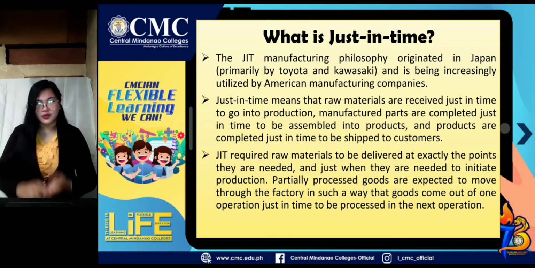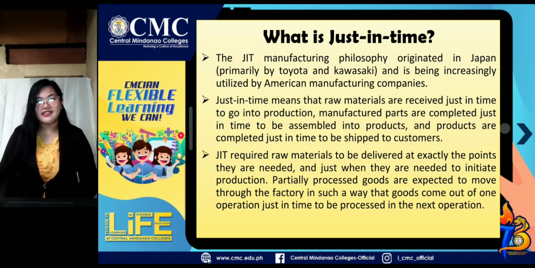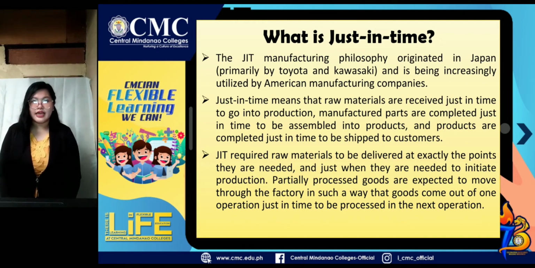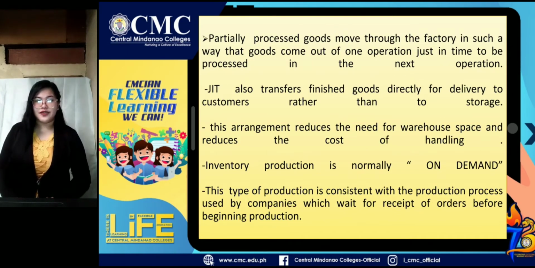Partially processed goods move through the factory in such a way that goods come out of one operation just in time to be processed in the next operation. JIT also transfers finished goods directly for delivery to customers rather than to storage. This arrangement reduces the need for warehouse space and reduces the cost of handling.